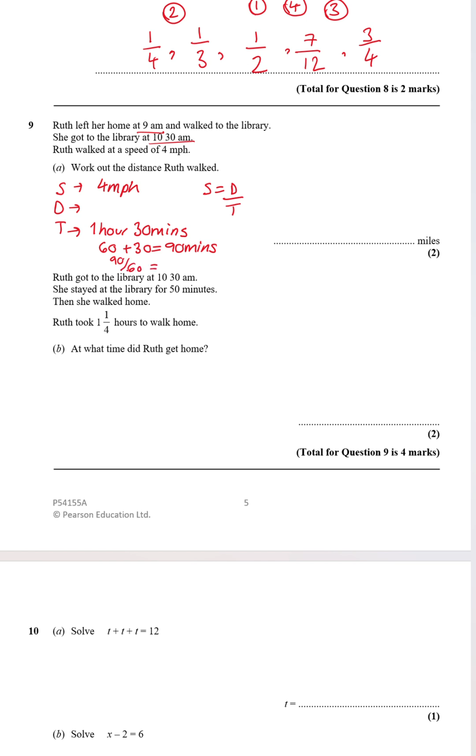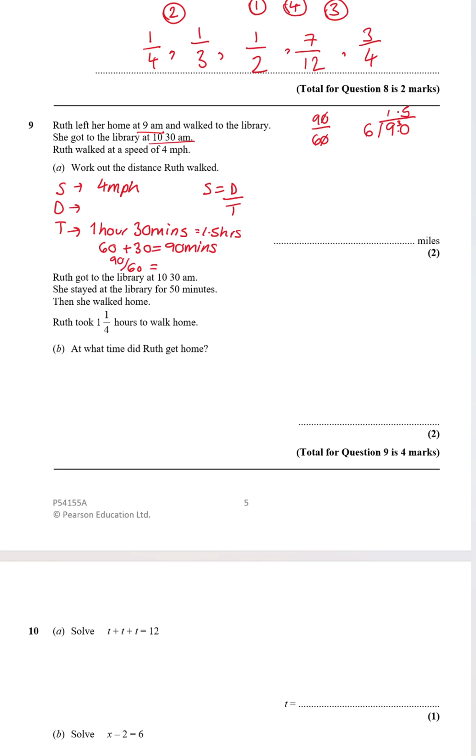Now remember, when we do 90 divided by 60, let's write this up here so you can see it. 90 divided by 60, I can cancel my zeros in pairs, and I'm left with 9 divided by 6. I can then go into a bus stop to get 1.5, so it's 1.5 hours.